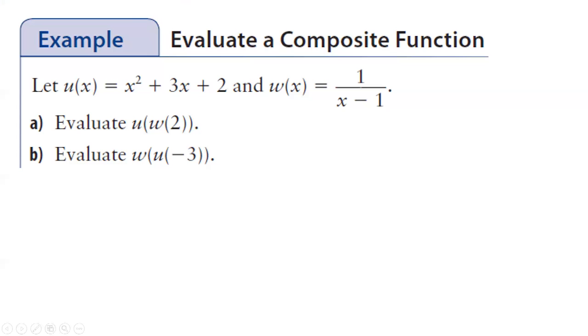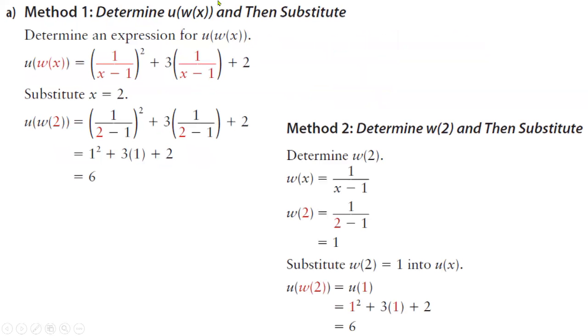Okay, let's have a look at the solutions together. Question A, actually there are two methods to solve the questions. First, we can determine u of w of x, right? We can first find the expression of this composite function and then put x equals 2 in and solve u of w of 2, right? So first, in this way, u of w of x is the reciprocal of x minus 1 raised to the power of 2, and then plus 3 times the reciprocal of x minus 1, and then plus 2. And this is the expression of the composite function, right? And if you want to evaluate the function value at x equals 2, we can just put x being 2 into that expression. And the solution is 6.